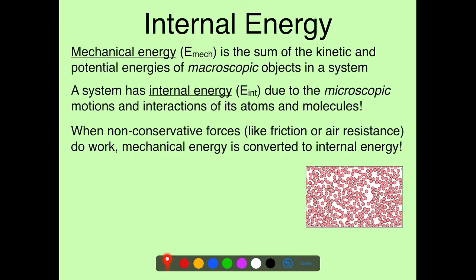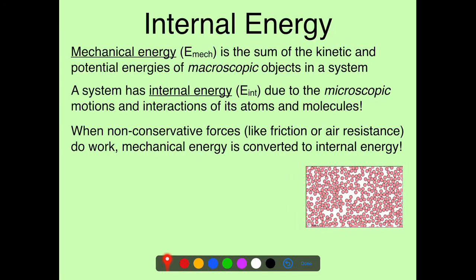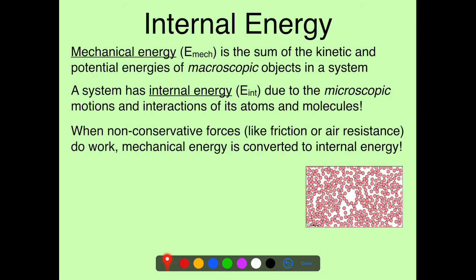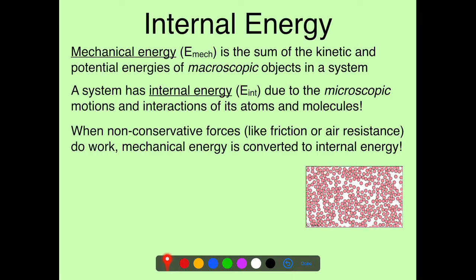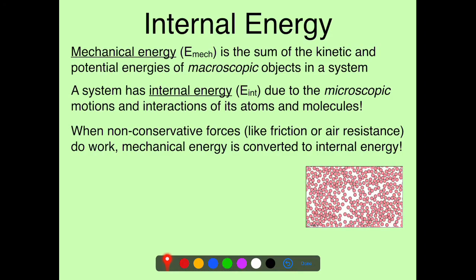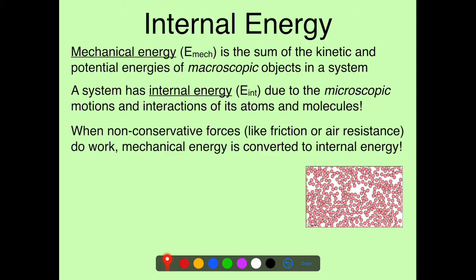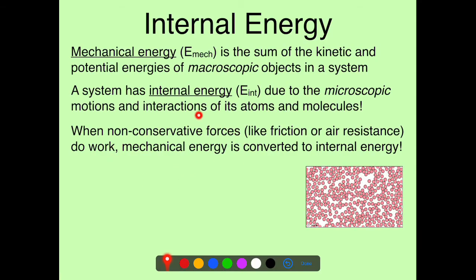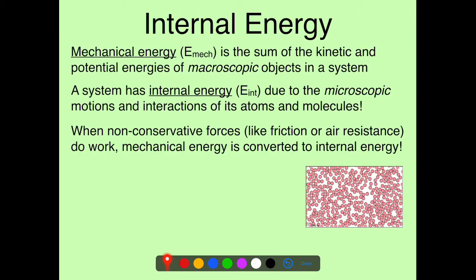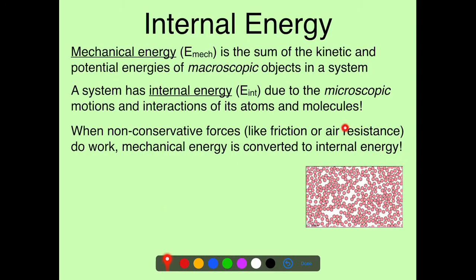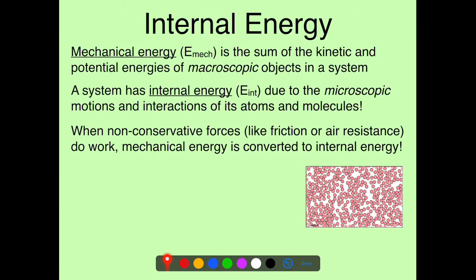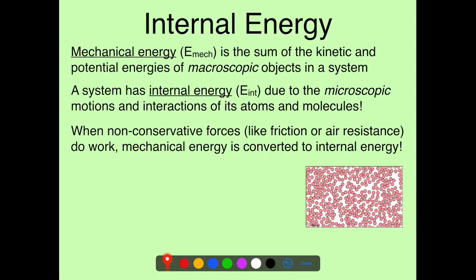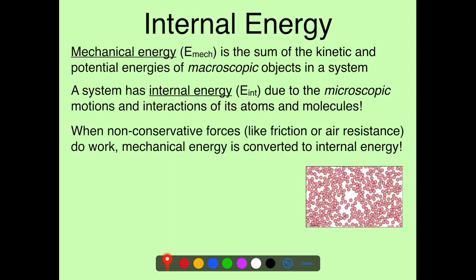That's what this is called. So when we have a non-conservative force like friction or air resistance that's doing work, what's happening is mechanical energy is being converted into internal energy. In other words, the energy of macroscopic objects like a box sliding across a table is converted to energy of microscopic particles, which is what we call internal energy. But energy is still conserved. All that's happening is you're converting from one type of energy to another.